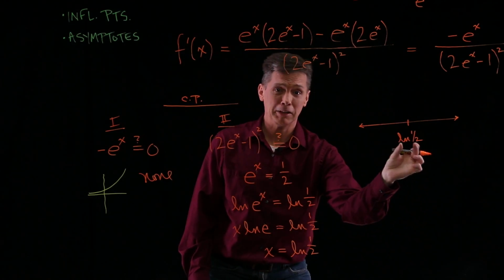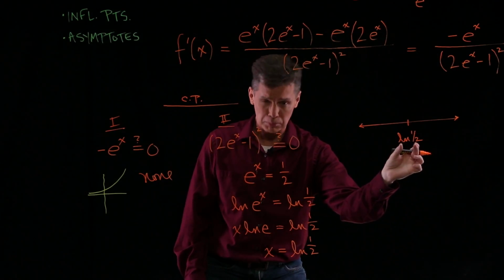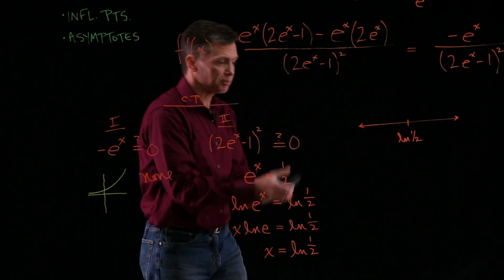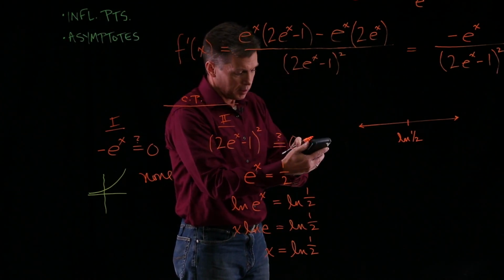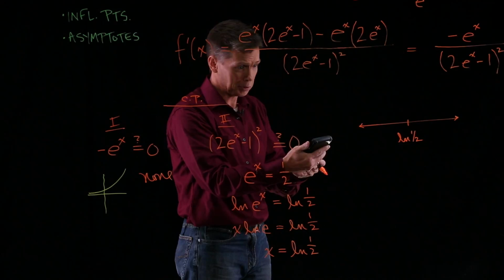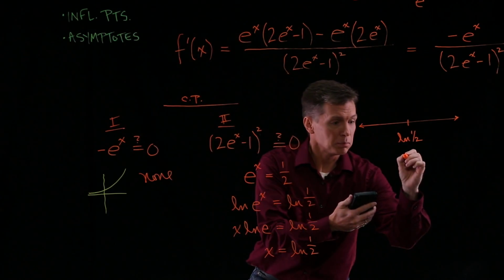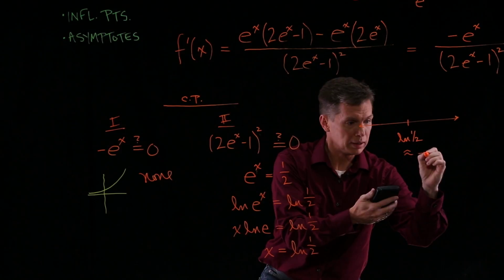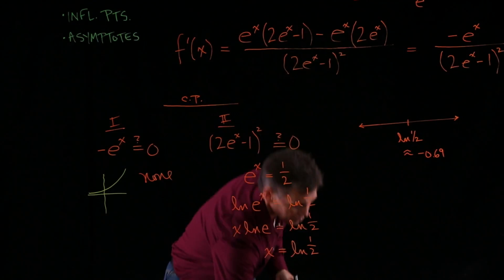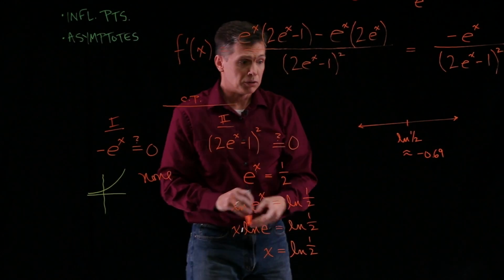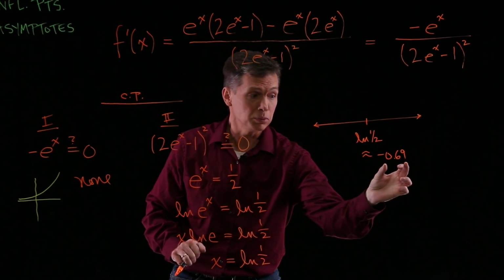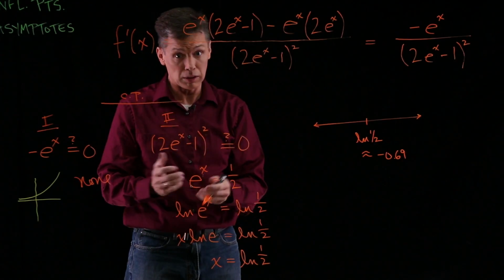So you might want to grab a calculator and find the decimal approximation of this, just so you know where you're at. So I'm going to grab my calculator. And again, I'm only doing this to find out what the natural log of a half is, because I don't know it off the top of my head. This is approximately equal to a negative 0.69. Okay. And again, only doing that so that if I'm going to test to the left of it, I've got to grab something less than negative 0.69. I guess like a negative 1.